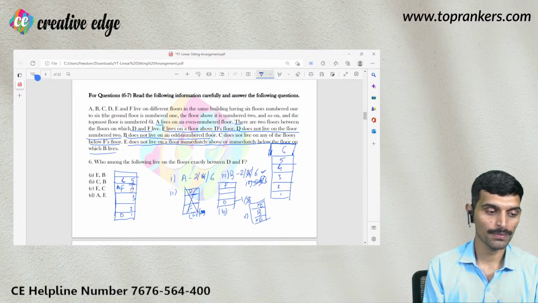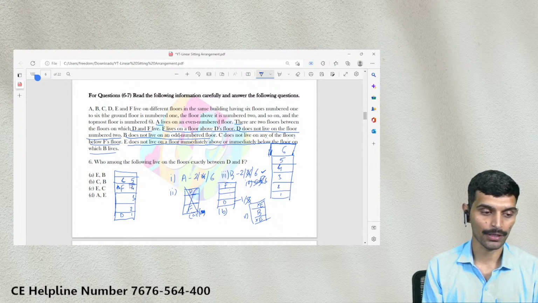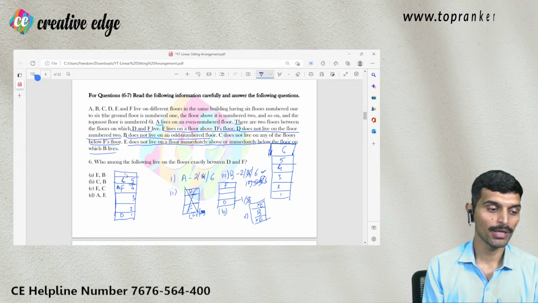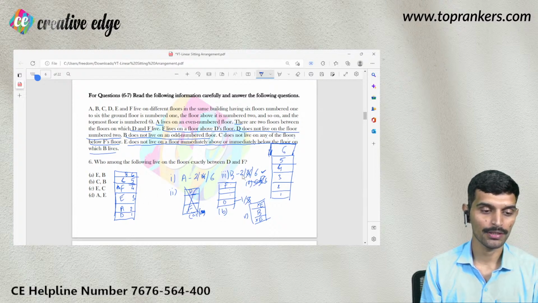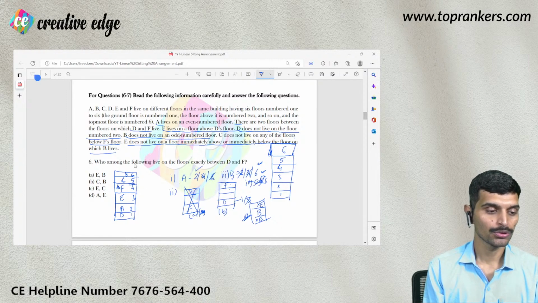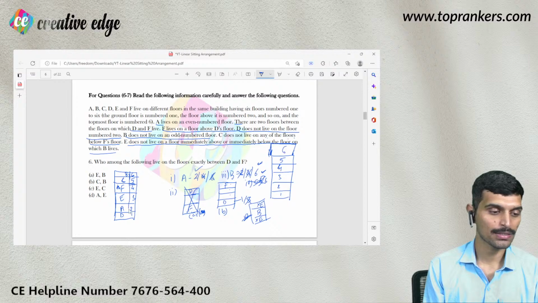So the floor on which B lives, E should not be living above or below. So if B is on floor number 2, E should be on floor number 6, and that is not possible. So B must live on floor number 6 and A must live on floor number 2 so that E can live on floor number 3. Right? Using this condition, we can conclude B must live on floor number 6, not on floor number 2. Hence, A must live on floor number 2. So this would be the final structure.